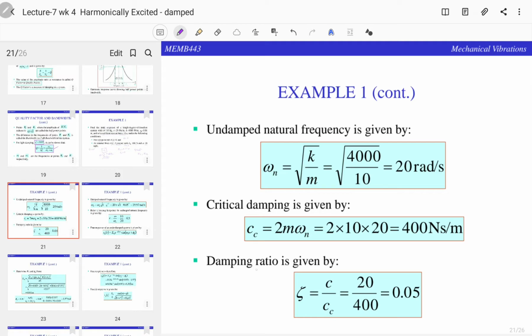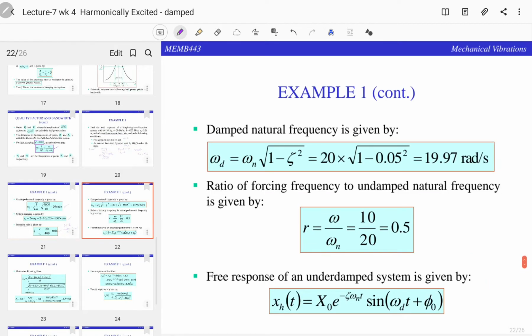So in this case, first we calculate the undamped natural frequency, then we get the critical damping, then you can calculate your damping ratio. So since your zeta is less than 1, then you know you have to use the underdamped equation.